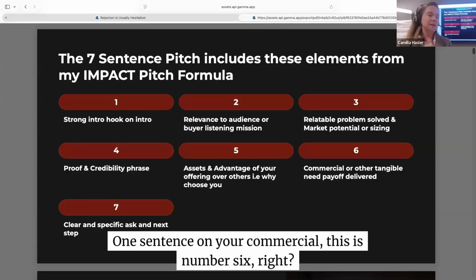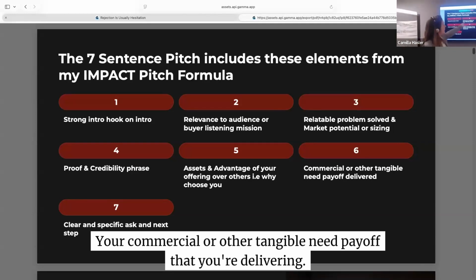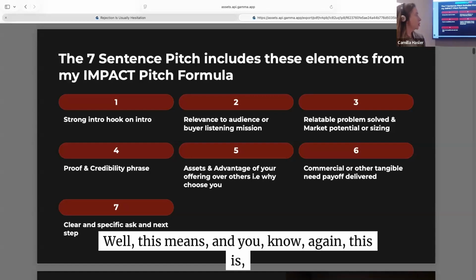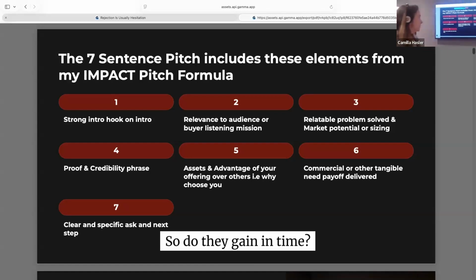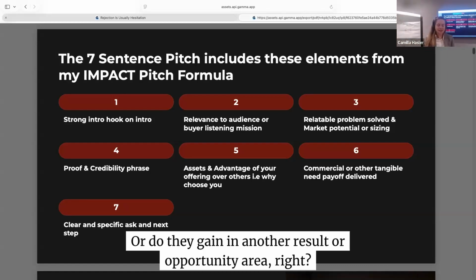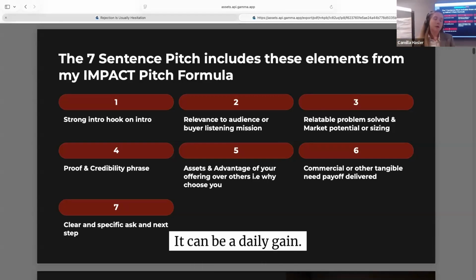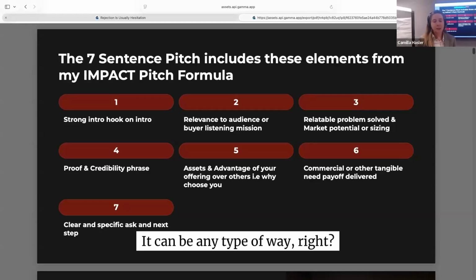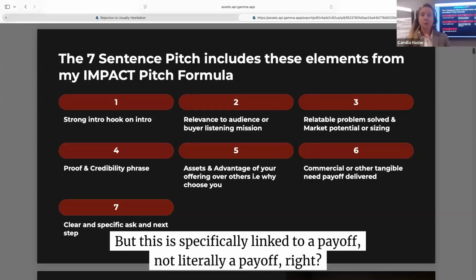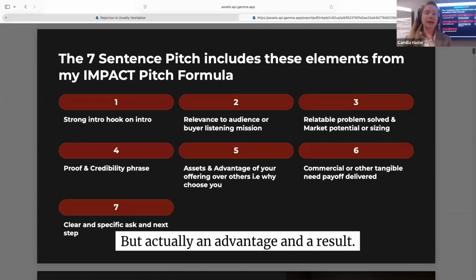This is number 6: your commercial or other tangible need payoff that you're delivering. What does this mean? This is how they gain. Do they gain in time? Do they gain in money? Or do they gain in another result or opportunity area? It can be a long-term gain, a short-term gain, a daily gain, any type of way. But this is specifically linked to a payoff, not literally a payoff, but actually an advantage and a result.